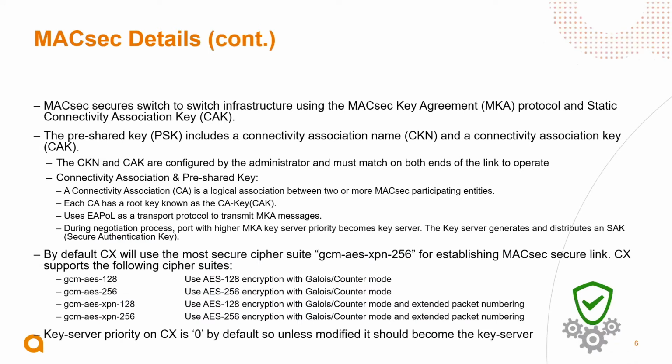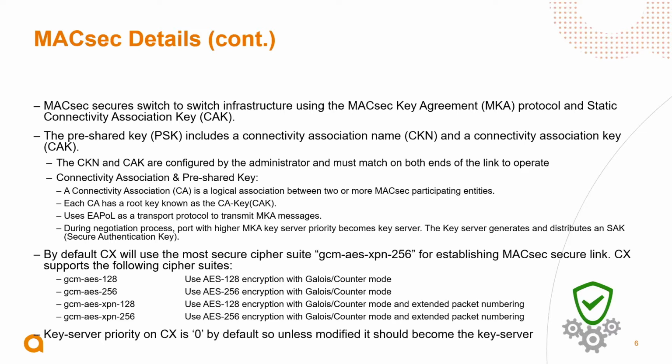I mentioned it leverages the MACsec key agreement protocol, and it's going to use a connectivity association key. These are presented to us at the CLI in the form of a pre-shared key. That pre-shared key is going to have both a connectivity association name, or CKN, and a connectivity association key. Those are the really critical components that need to be configured the same on both ends of a link. We need to make sure that this pre-shared key matches on both ends of the link. Otherwise, it's never going to come up.